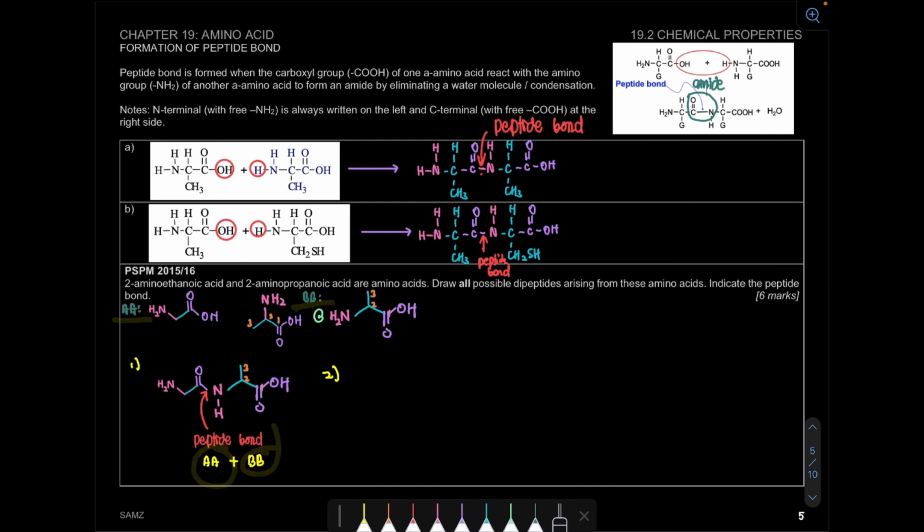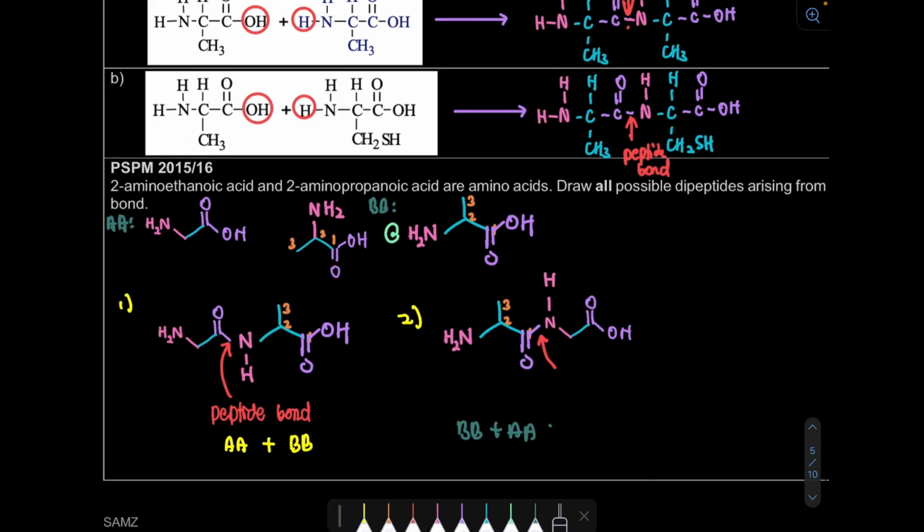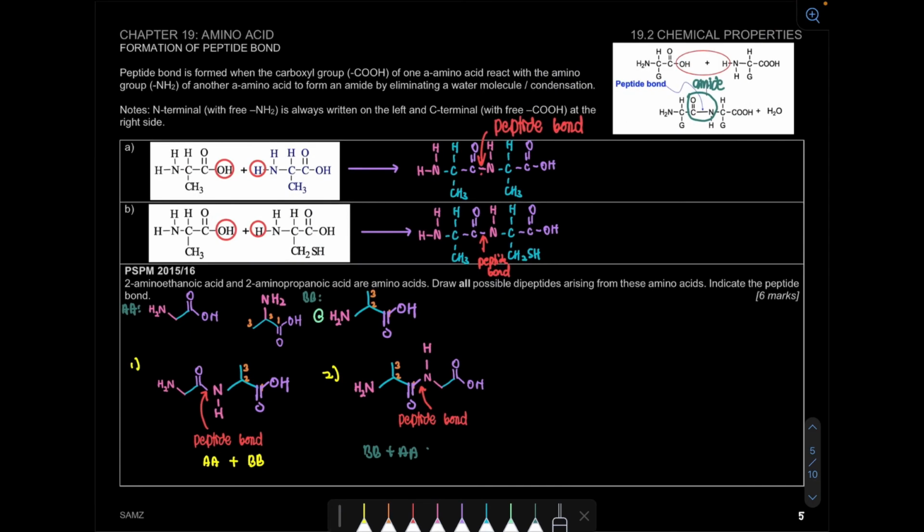The second one is that I'm going to react BB with AA. So what's the difference? Okay, this one I'm just going to make the first reactant, and this one the second one. So we will get a different product actually. So we remove the OH and one of the hydrogens. Again, it's easier to make the hydrogen a single bond like that. Okay, so don't forget to label the peptide bond between C double bond O and nitrogen, and we call it the peptide bond. Okay, so that's the second one.